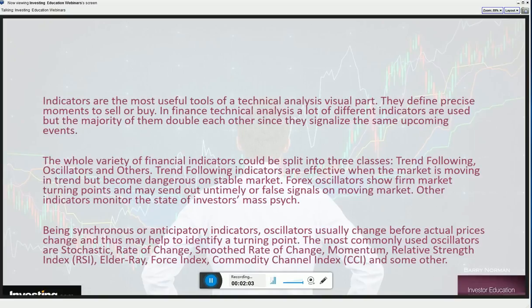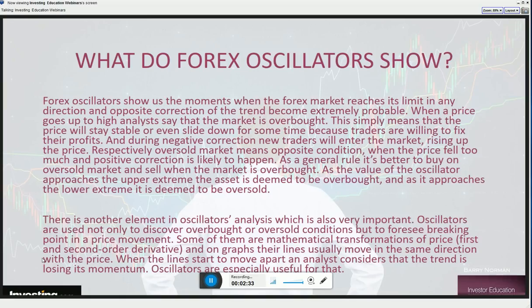The most commonly used oscillators are stochastics, rate of change, smooth rate of change, momentum, relative strength index, Elder ray, force index, and commodity channel index, amongst some others. Like I said, the most popular out there are RSI and stochastics, but the momentum indicator is a great tool also. Forex oscillators show us the moment when the Forex market, or any market, reaches its limit in any direction, and the opposite correction of the trend becomes extremely probable. Not that it's going to happen. It's becoming more and more probable, and as that indicator moves farther in a direction, the market gets heavier.